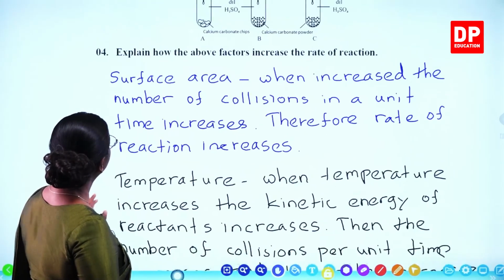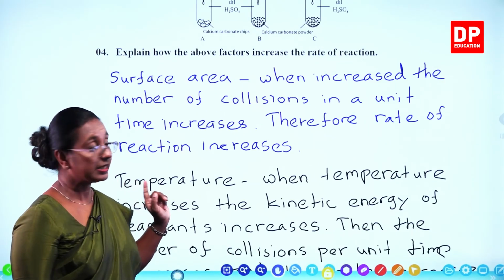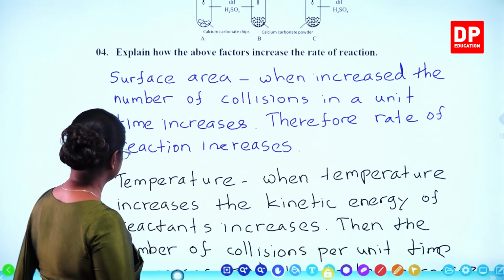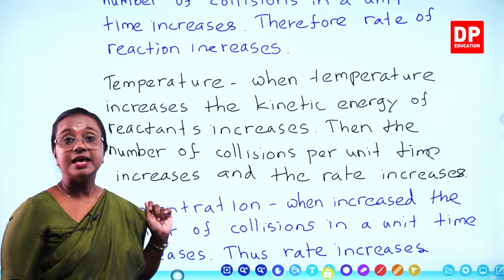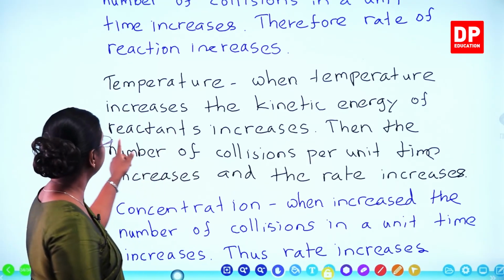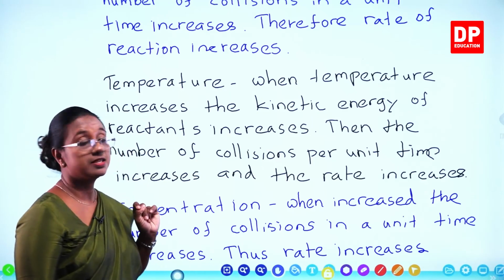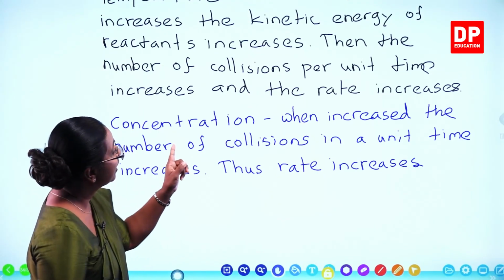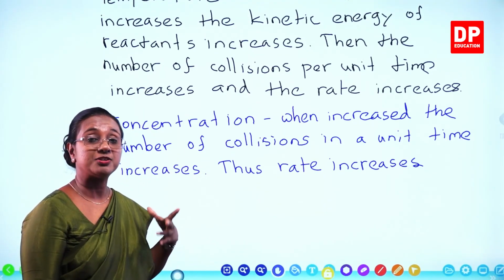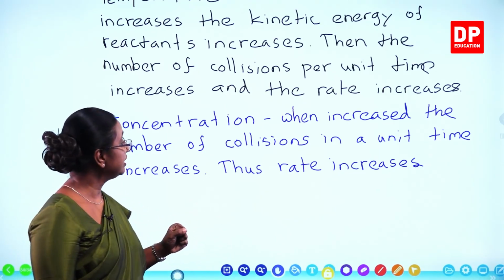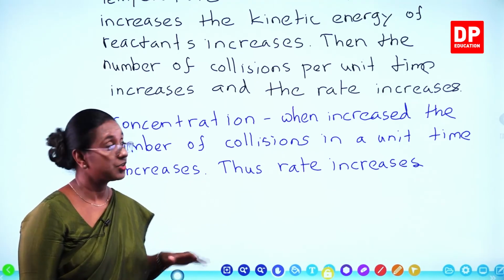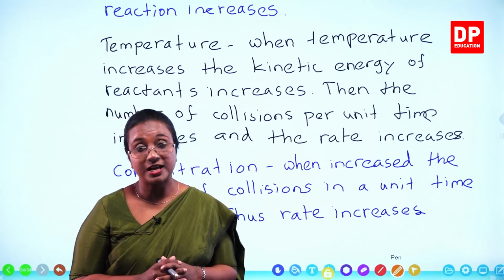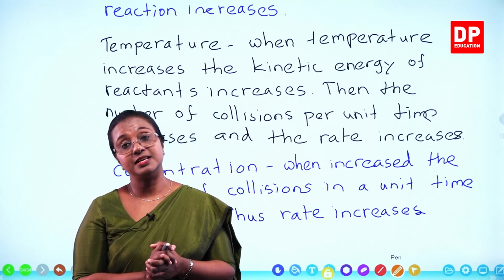So here, if we look at all the factors, surface area when increased, the number of collisions in a unit time increases, therefore rate of reaction increases. Then temperature. When temperature increases, the kinetic energy of reactants increases. Then the number of collisions per unit time increases and the rate increases. And finally, concentration. When increased, the number of collisions in a unit time, actually number of collisions in a unit volume also increases. Therefore, the rate increases. So that is how you are supposed to explain how these factors affect rate of reaction. Catalyst, of course, is a substance that increases the rate of reaction.